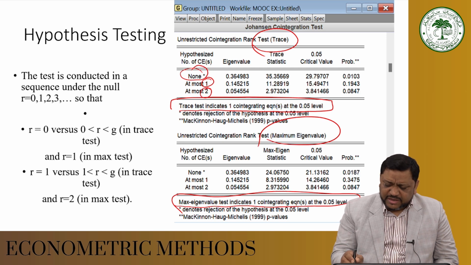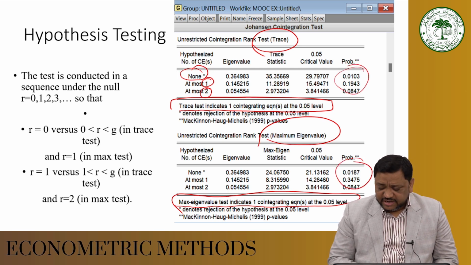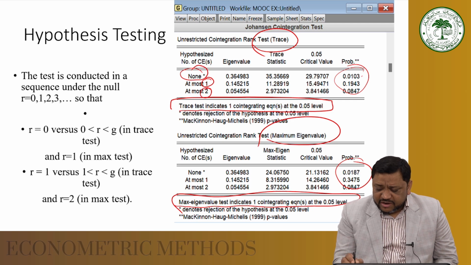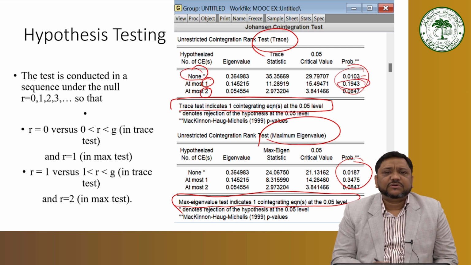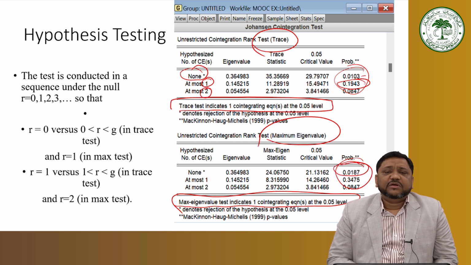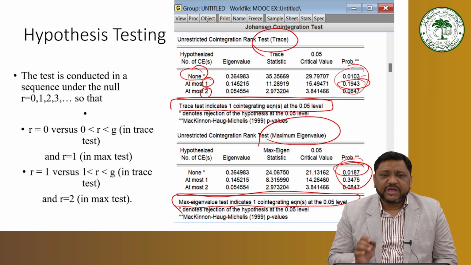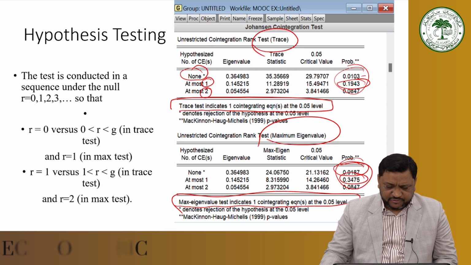We can also go by checking the probability values, and from this we will get an understanding. For none, it is less than 0.05, but once we reach at most 1, it becomes more than 0.05. Similarly, in the maximum eigenvalue test, when it is none, the probability value is less than 0.05, and once we reach at most 1, it becomes more than 0.05.